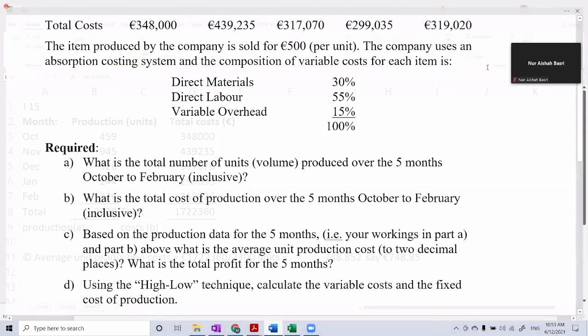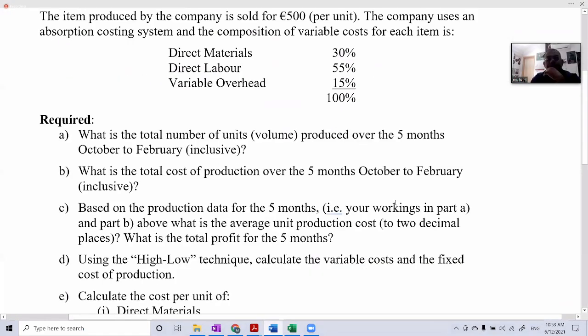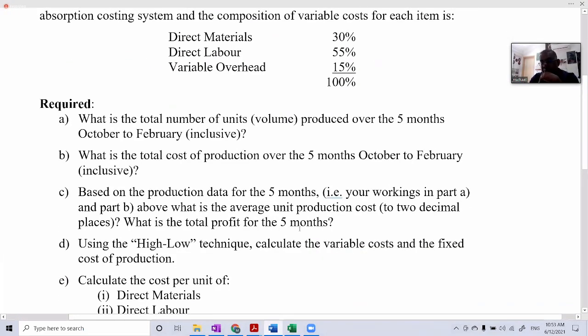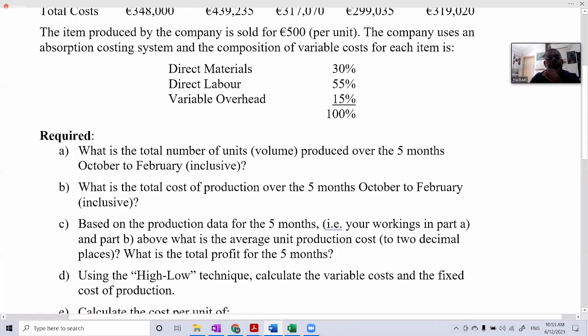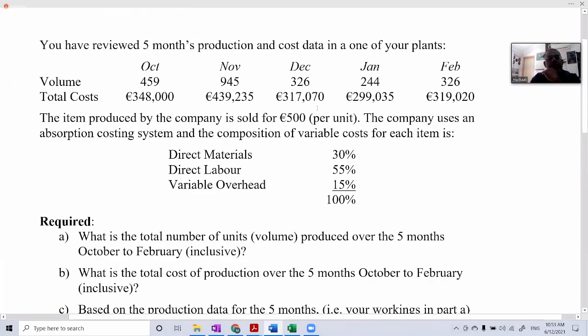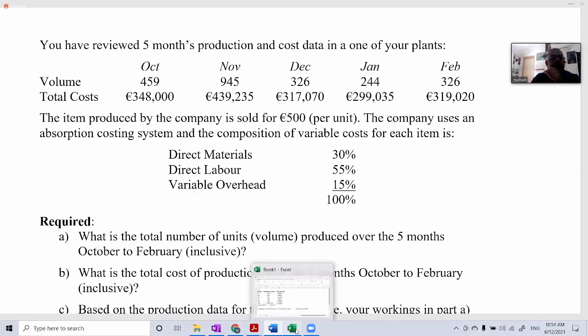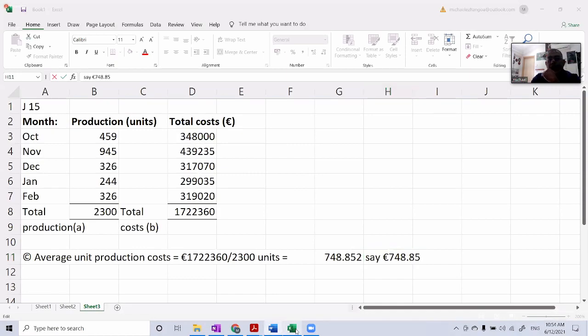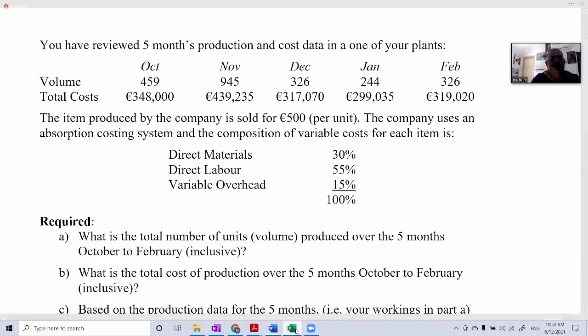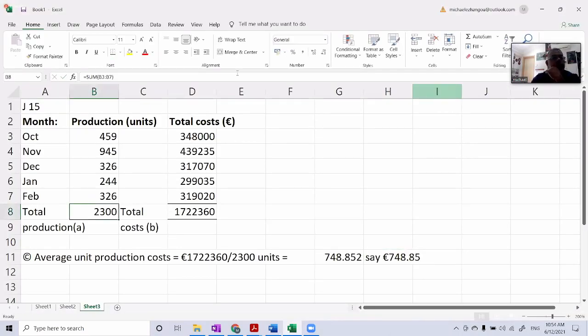Selling price is 500 though. Look at part C: what is the total profit for the 5 months? Now, it cannot be a profit, it's actually a loss. Is my calculation correct? Let me check. Volume is 459, 945, 326, 244, and 326. That's 2,300. Yes, looks about correct.